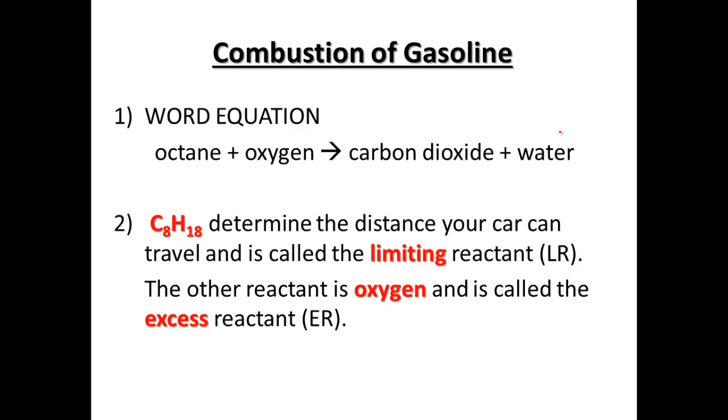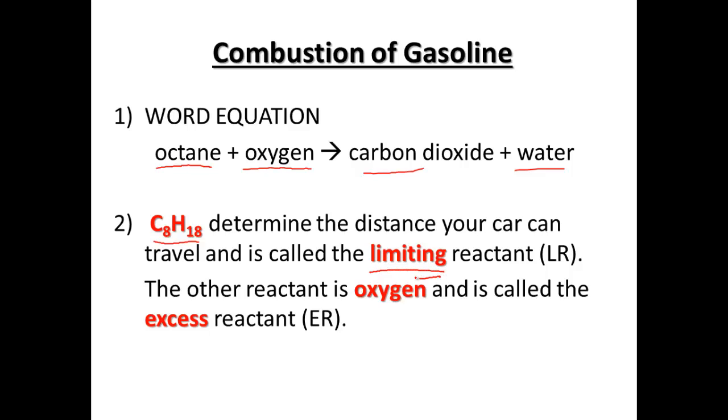So an example of this is when you're driving your car down the road, there are two things that it needs. It needs gasoline, which is octane, and oxygen, which we get from the environment around us. Now this is a combustion reaction that produces heat and energy along with carbon dioxide and water to keep our car going down the road. Now C8H18 is our octane. It is going to determine how far your car can go. When your gas runs out, your car stops. So that's going to be our limiting reactant.